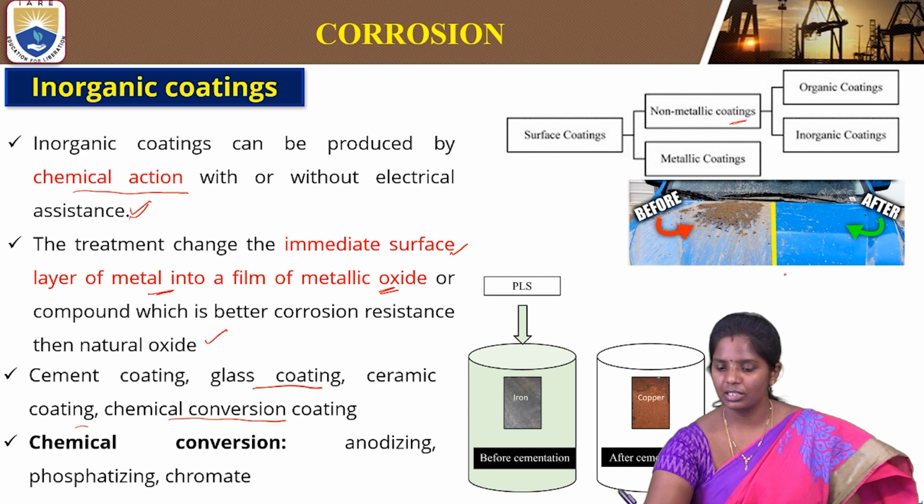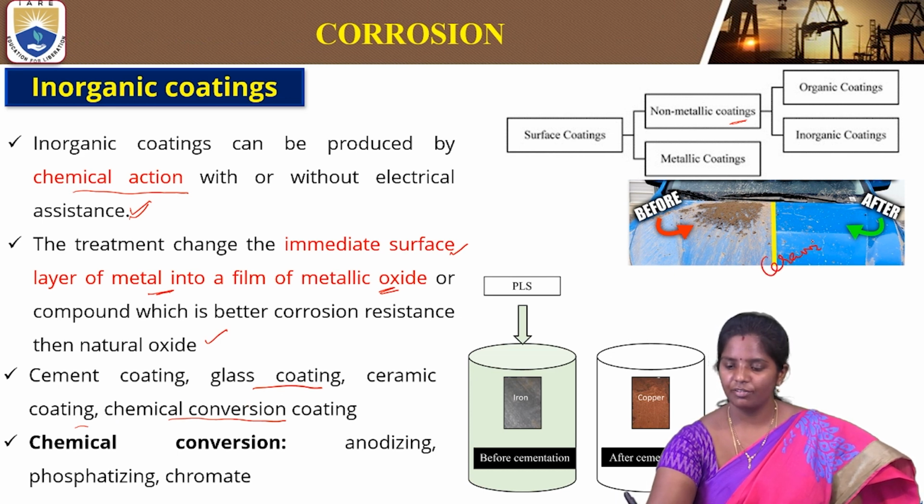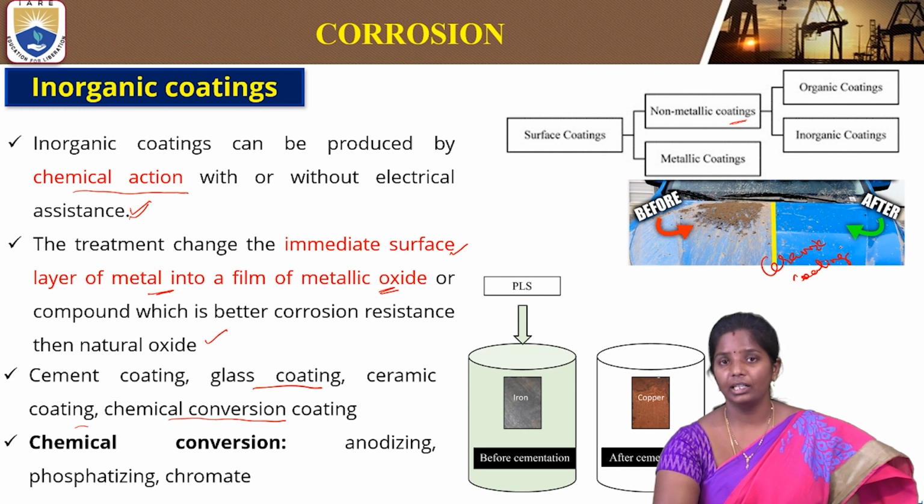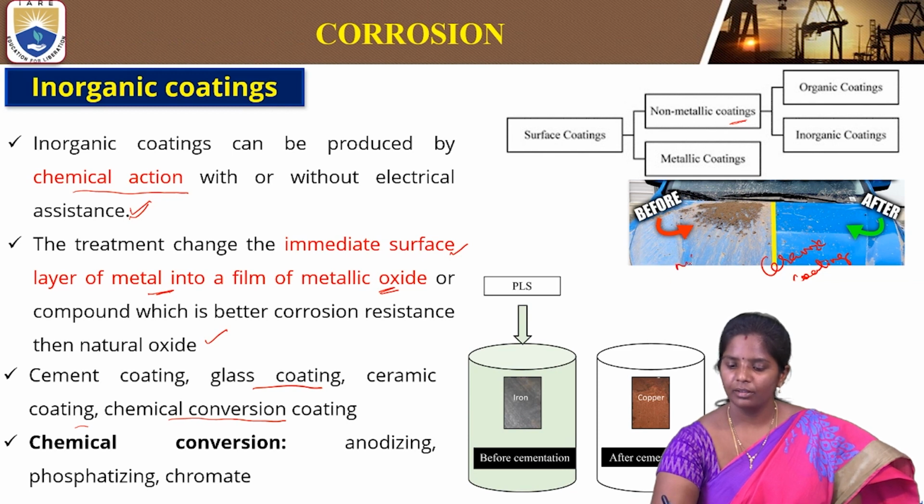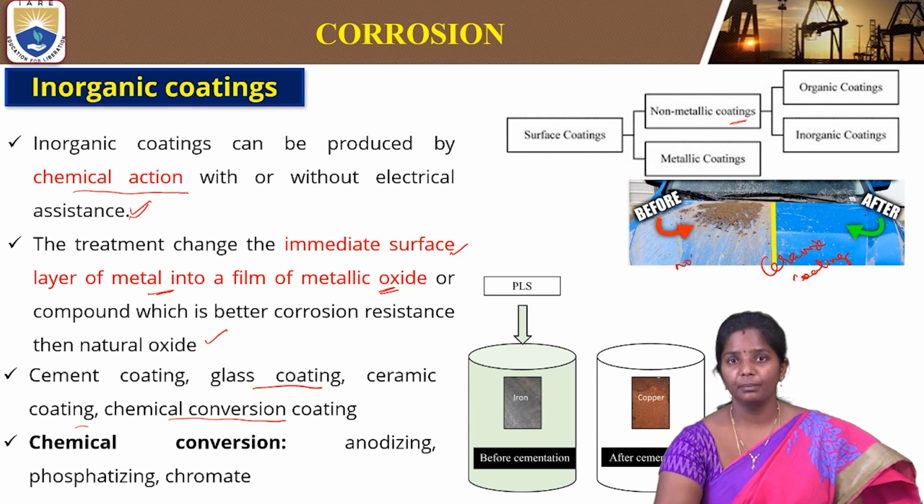For example, if we see, this is the ceramic coating. As we see for the automobiles, ceramic coatings are used. They act as anti-dust coatings. So if there is no coating, this is how the dust will be accumulated. But if there is a ceramic coating, then there is no accumulation of dust on the automobiles.